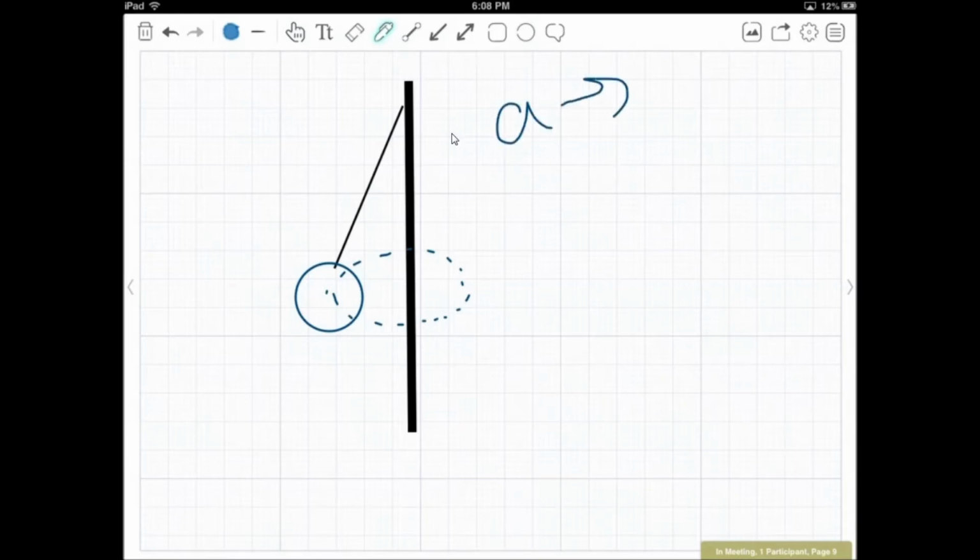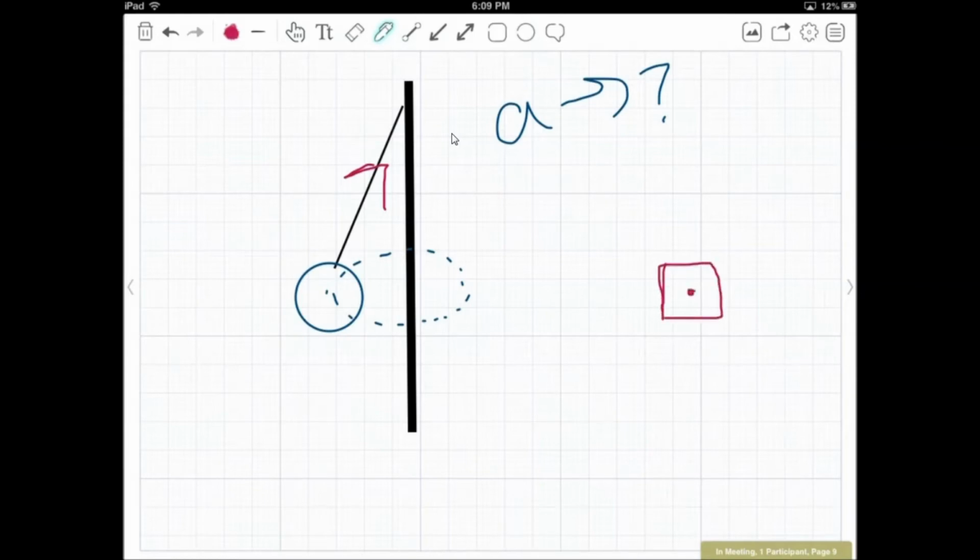Right, where does it point, in other words? Most students will see the line pulling the ball towards the pole, and they'll say, oh, this acceleration has to point this way because that's where the force is coming from, the tension force. Well, not exactly. Let's look at a free body diagram of this ball while it's on the pole.